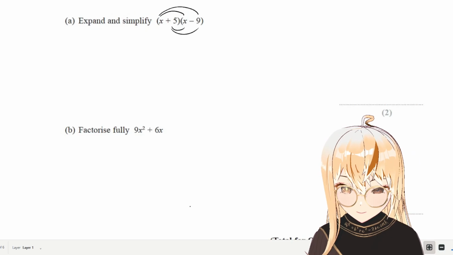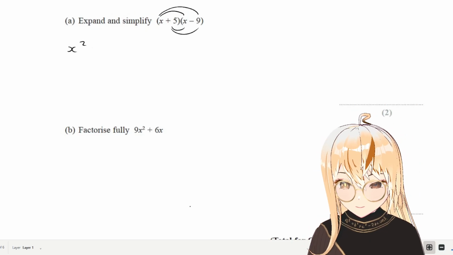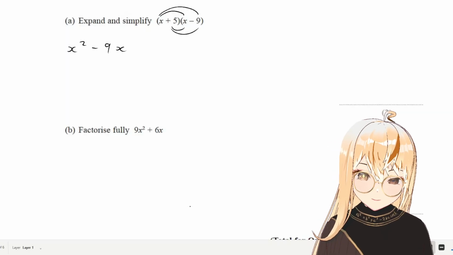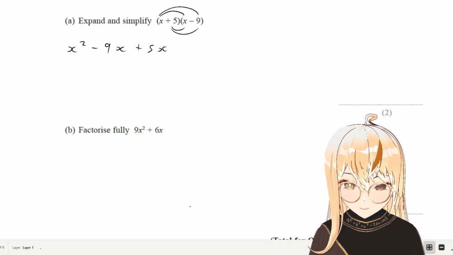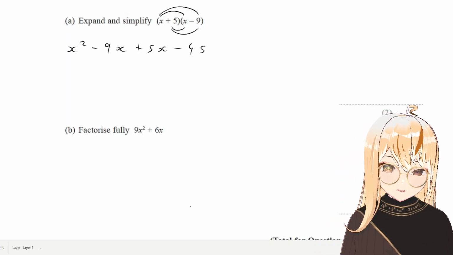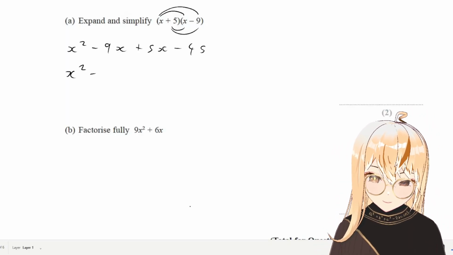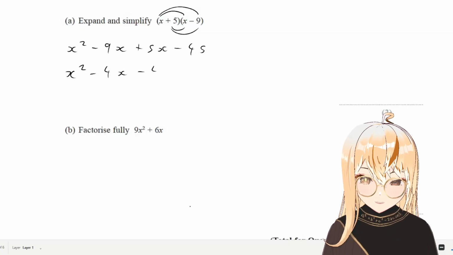x times x is x squared. And then we do x times minus 9, which is minus 9x. 5 times x, which is 5x. And then 5 times minus 9, which is minus 45. Now we simplify, collect our like terms like usual. x squared minus 4x minus 45.